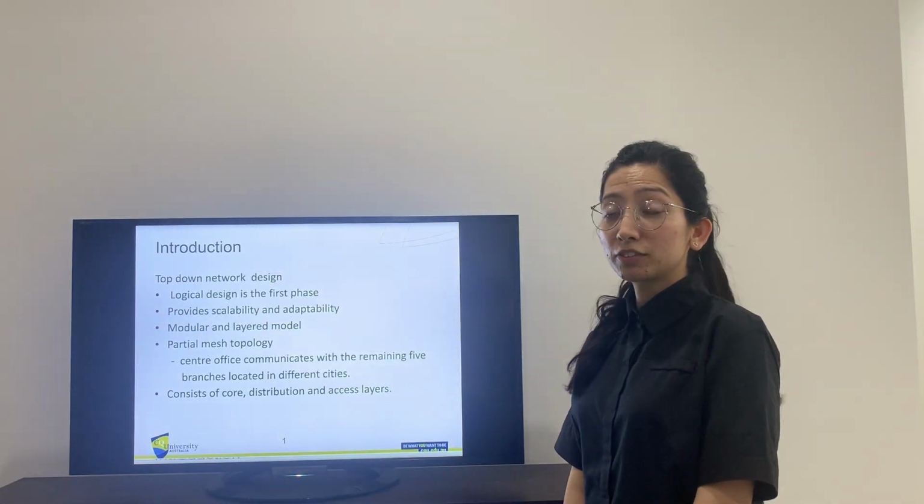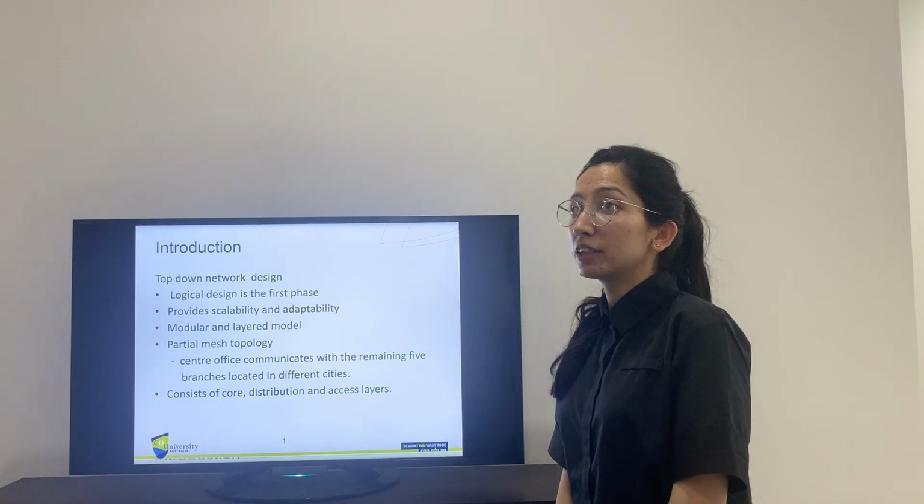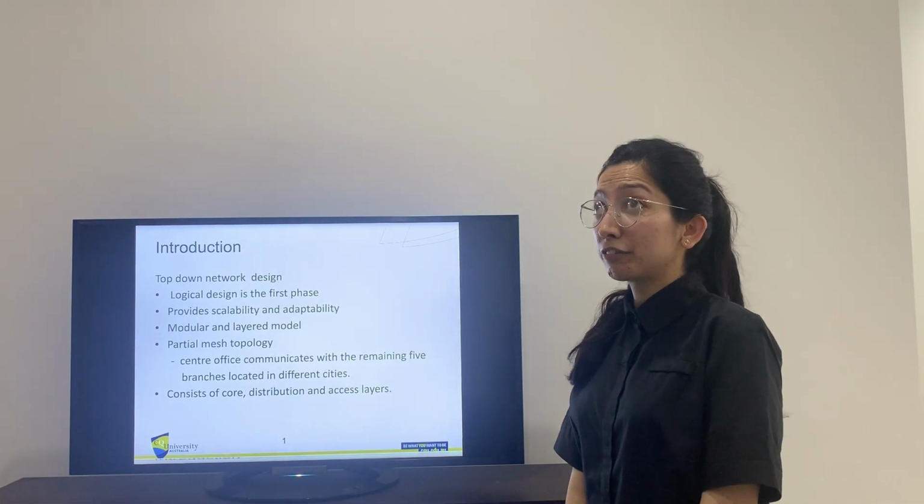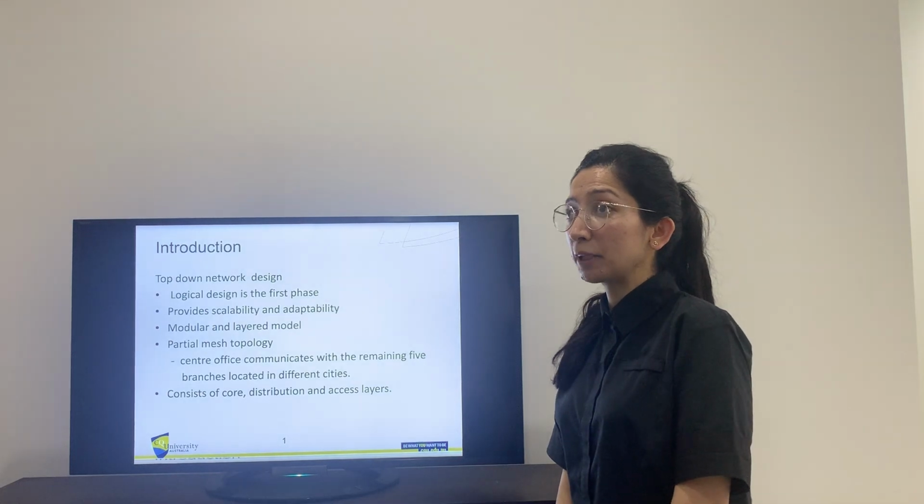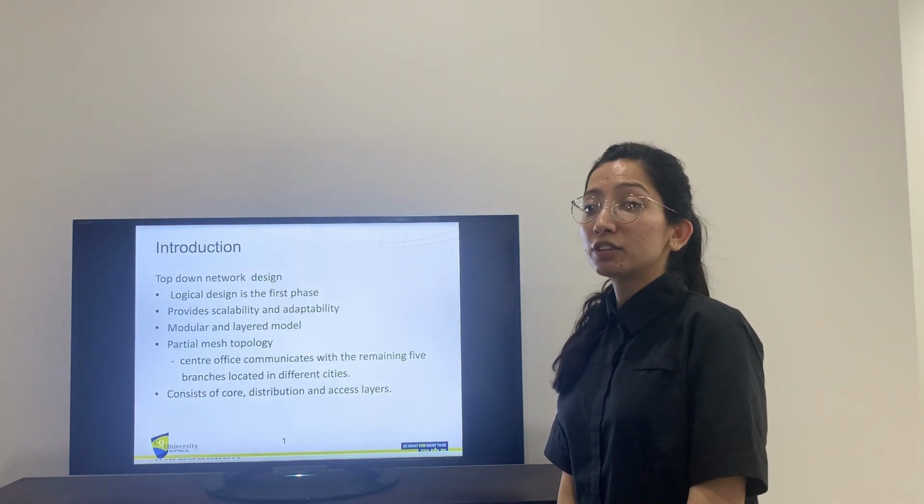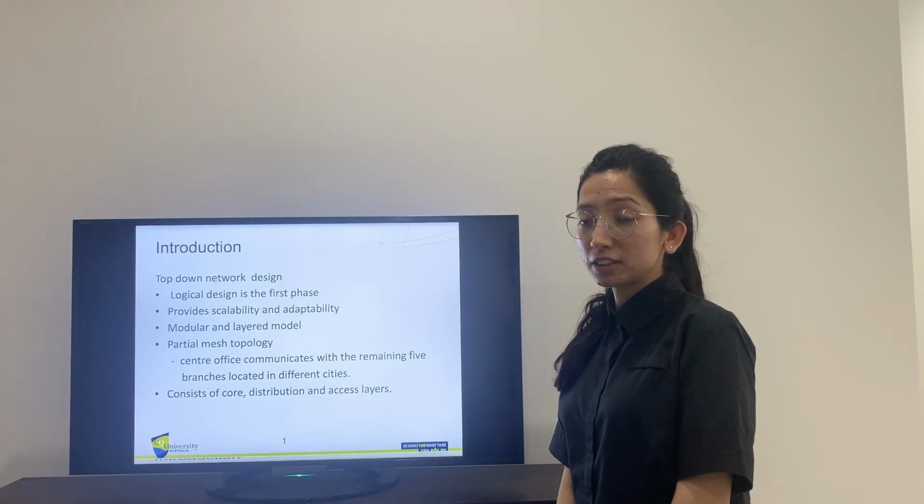Logical design is the first phase of top-down network methodology. It provides scalability and modularity. The characteristic of top-down network methodology is that it provides layered architecture. In the Utipine network system, we have implemented partial mesh topology.